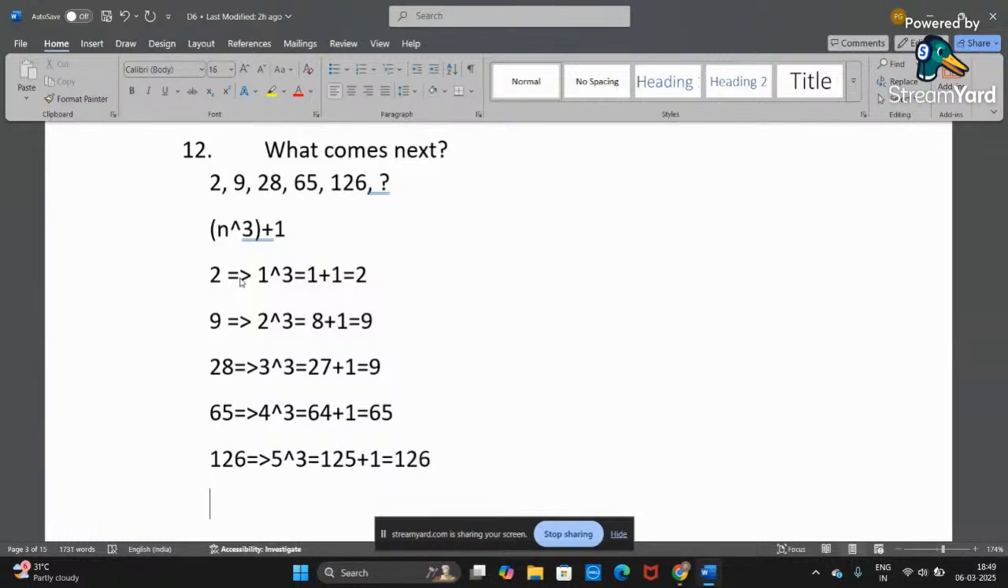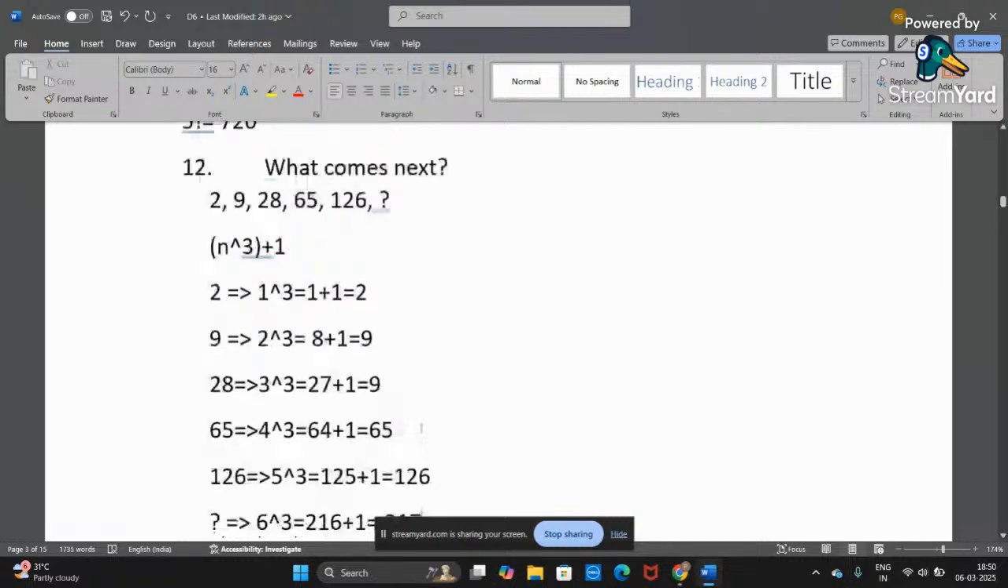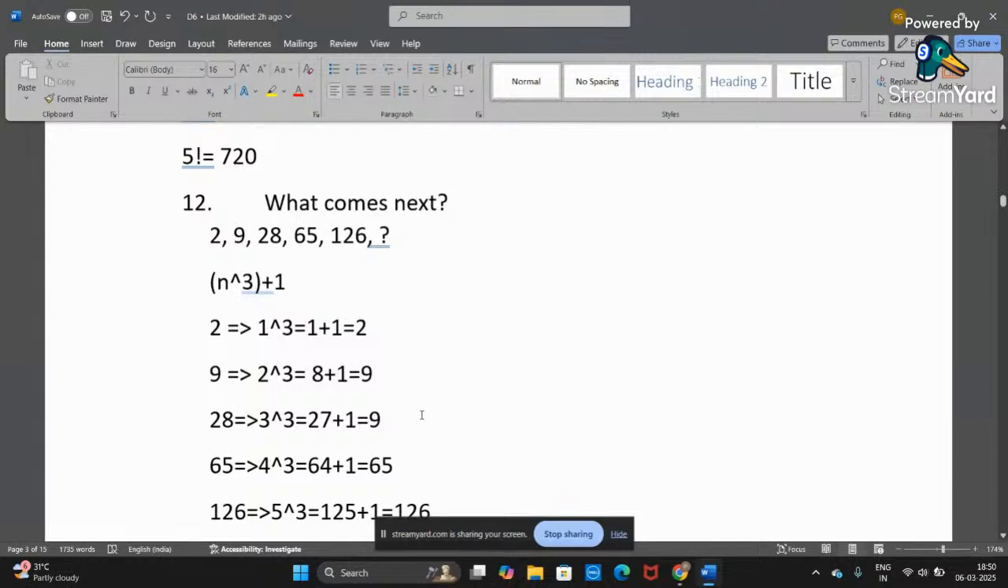Here, what do we have to do to find the missing digit? What is the next number? 6, right? 6 to the power 3. What is 6 cube? 6 sixes are 36, and 36 sixes are 216. It should be added with 1, so your answer will be 217. This is how we solve the number series.